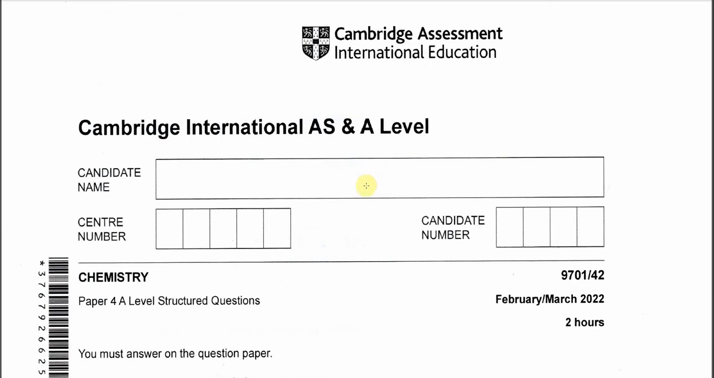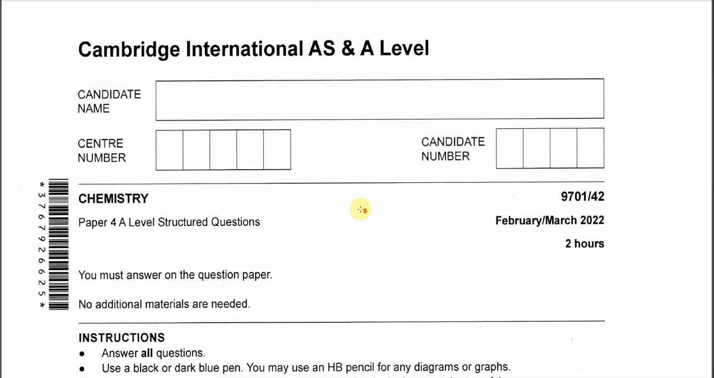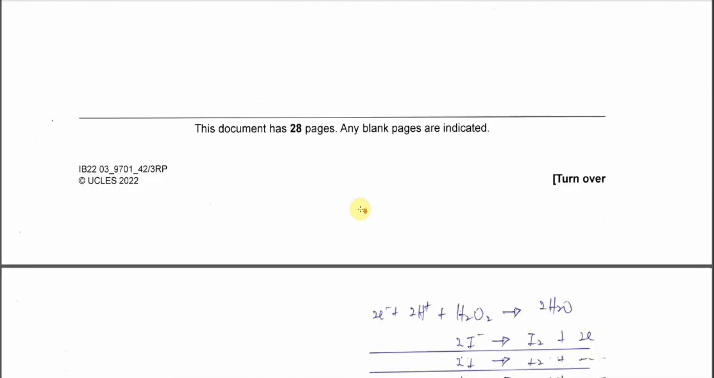February-March 2022, Paper 4, Variant 2. Question 1.